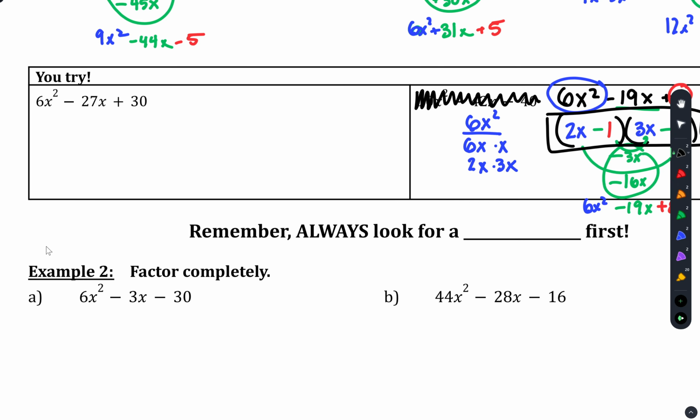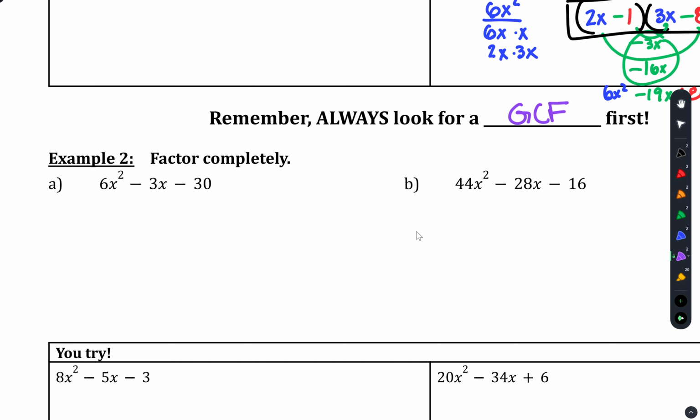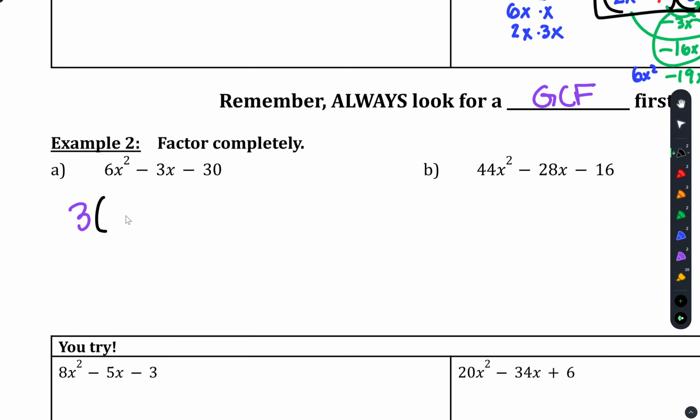Okay, so 7.5D2, we talked about GCFs and factoring after GCFs. We still have to do that. We've been fortunate enough that we don't have any GCFs up until right now. Now our problems are going to have GCFs. So take a look at the letter A. What's our GCF in A? 3. So I take out a 3 out of everything here. That leaves me with 2x squared minus x minus 10.